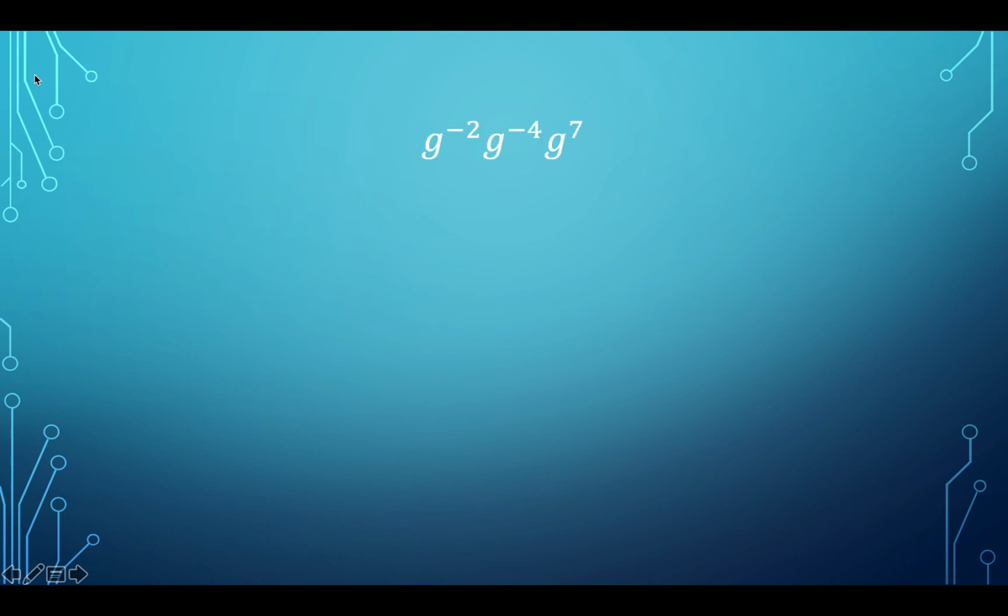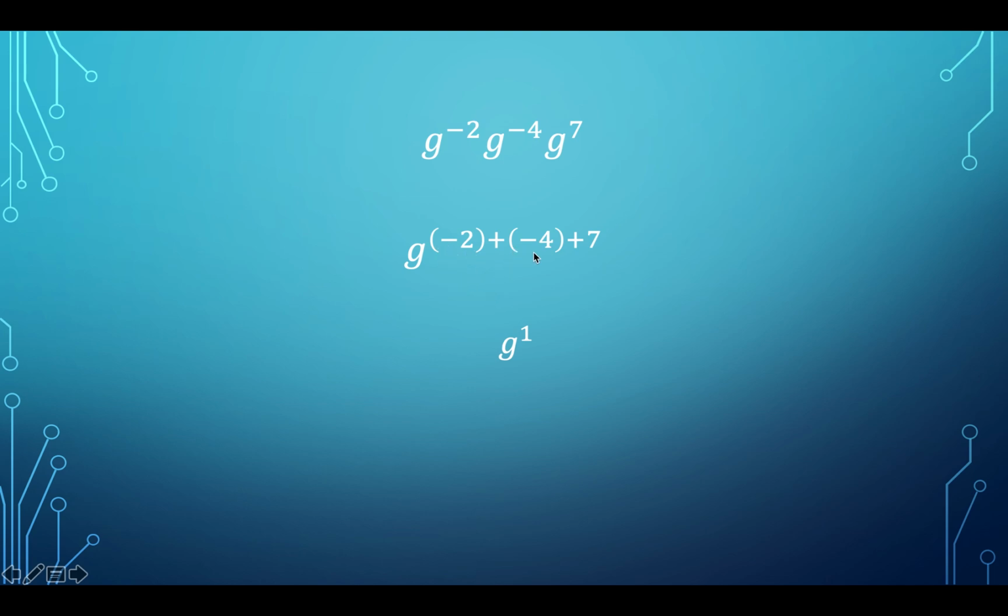So if I gave you g to the negative 2 times g to the negative 4 times g to the 7th power, they all have the same base. And remember, it's the base, and then up top on the right-hand side is the exponent. They all have the same base, which is g. So what we're going to do is add all of the exponents. So we're going to have g to the negative 2 plus negative 4 plus 7.